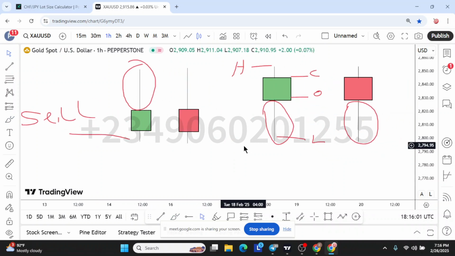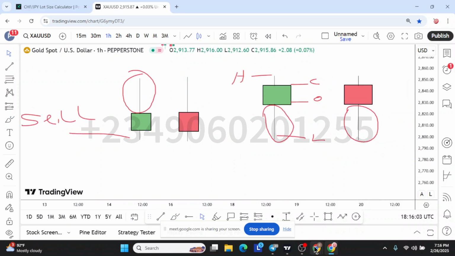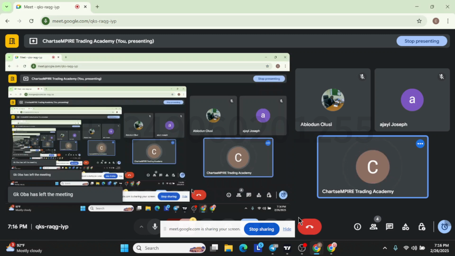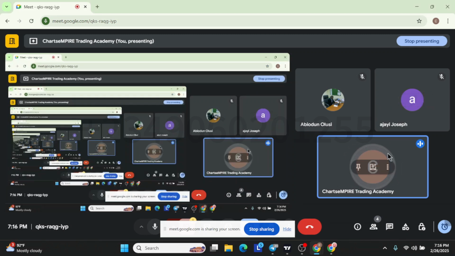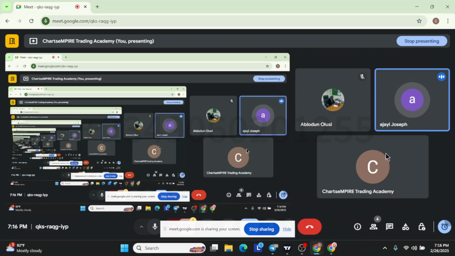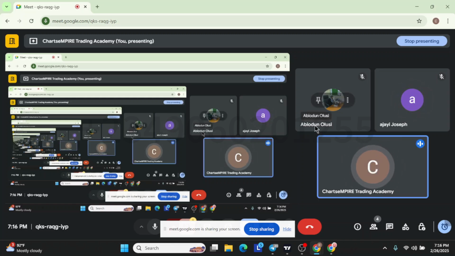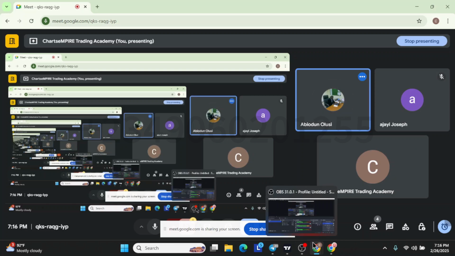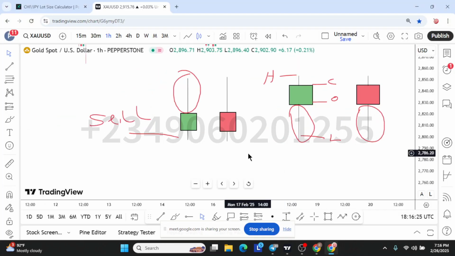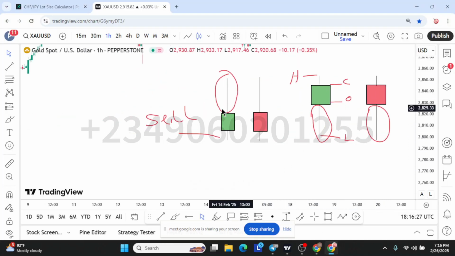Do we get it? Any question before we proceed? Mr. Abiodun, Mr. Ajayi, any question? No question, sir. No question. Okay, Mr. Abiodun? No question, sir. All right, let's proceed. So this is on pin bar and shooting star.